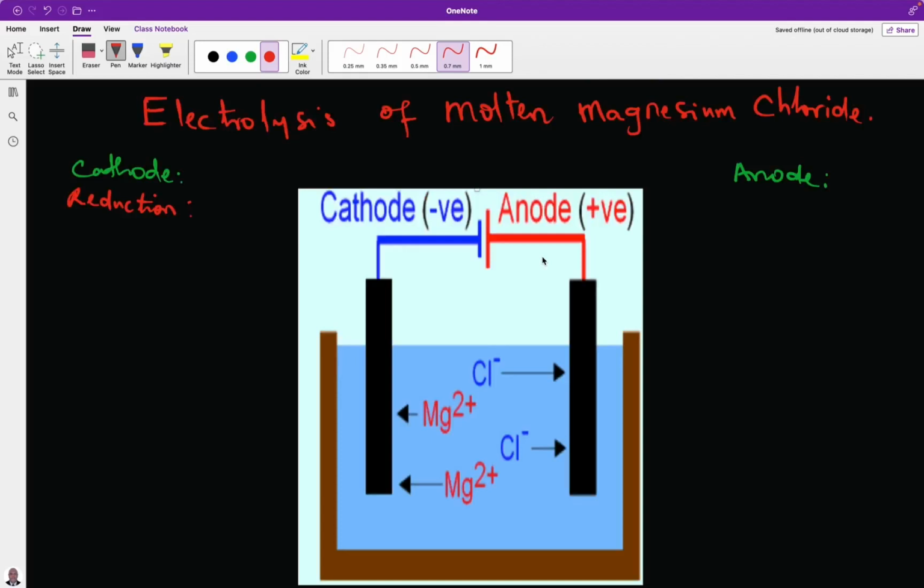So now at the cathode, what is happening at the cathode? At the cathode, magnesium will gain electrons. This is what is happening.